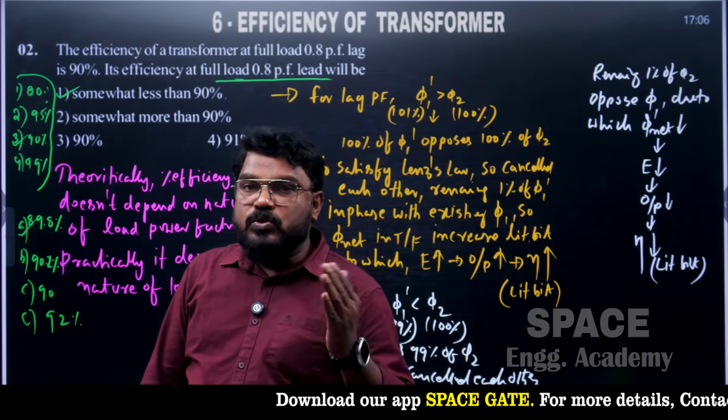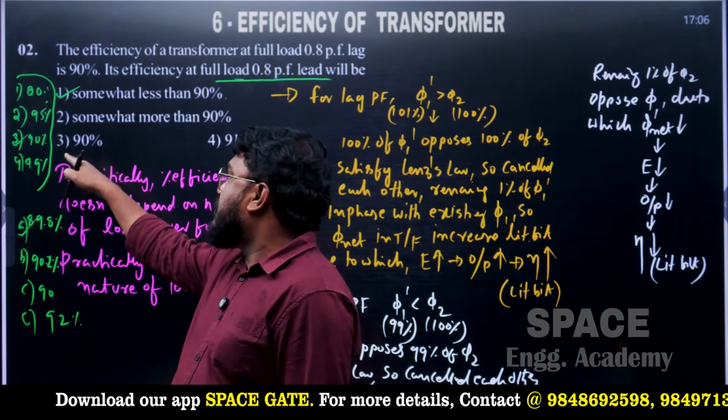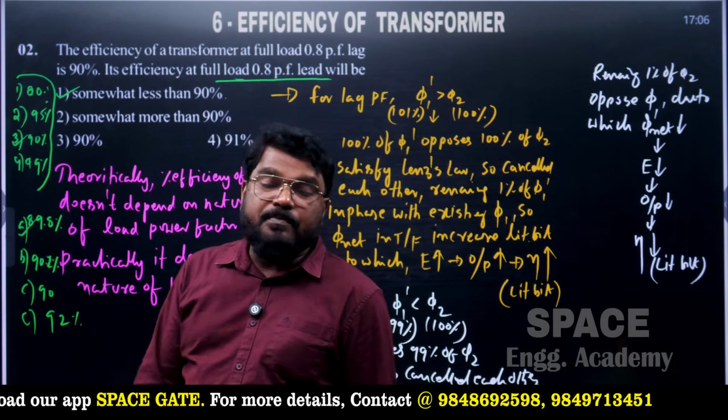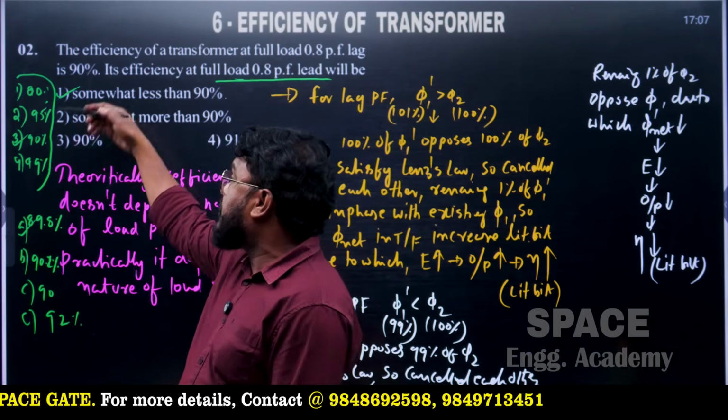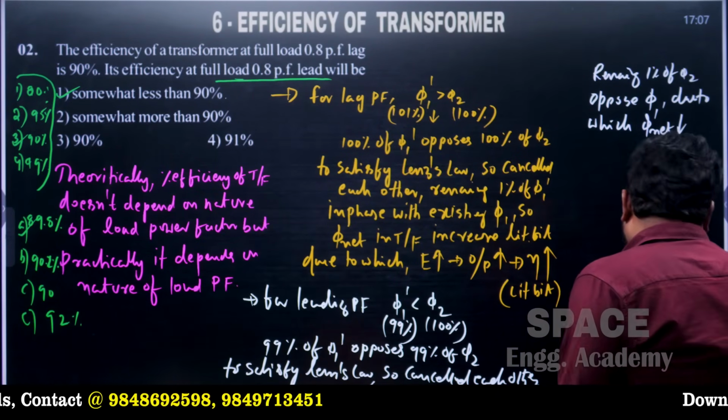So most of the students may have a chance to get the wrong answer. They will just select like 90%. It's not at all correct if options are given like this. Okay, and next one, let us solve another question.